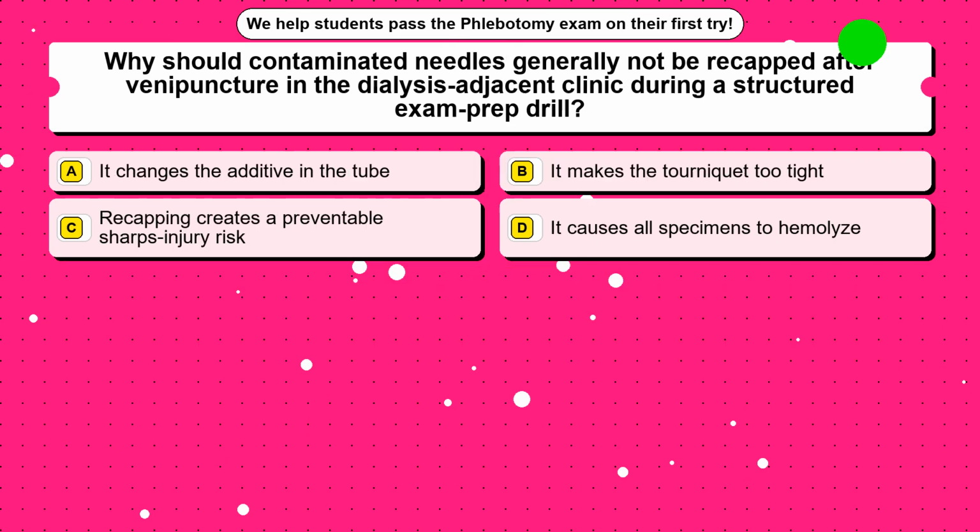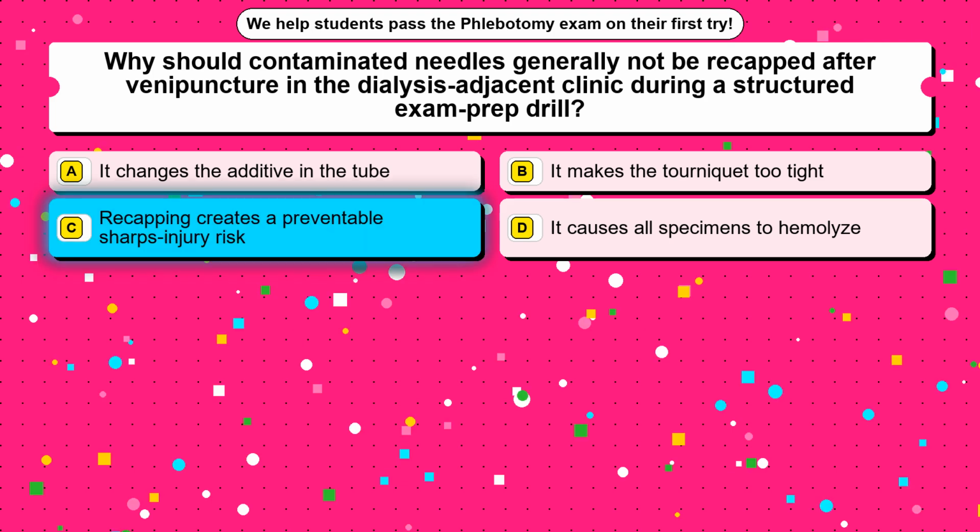Question 15. Why should contaminated needles generally not be recapped after venipuncture in the dialysis-adjacent clinic during a structured exam prep drill? Option A. It changes the additive in the tube. Option B. It makes the tourniquet too tight. Option C. Recapping creates a preventable sharps injury risk. Option D. It causes all specimens to hemolyze.